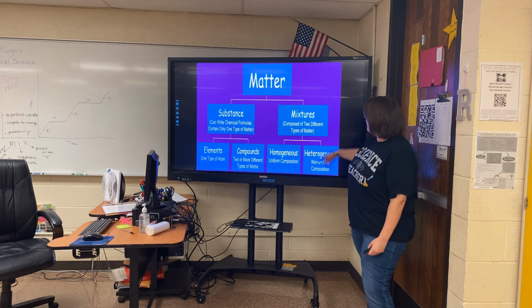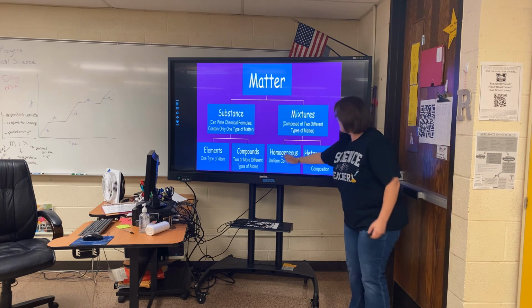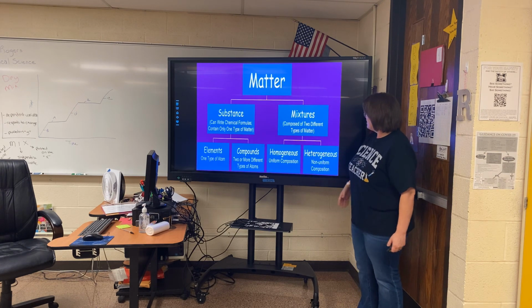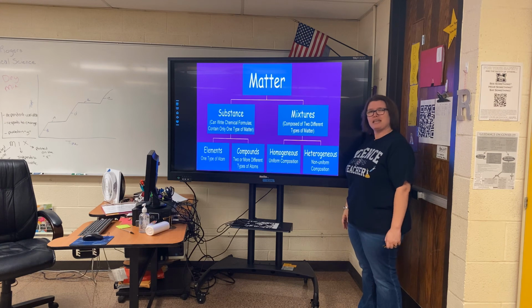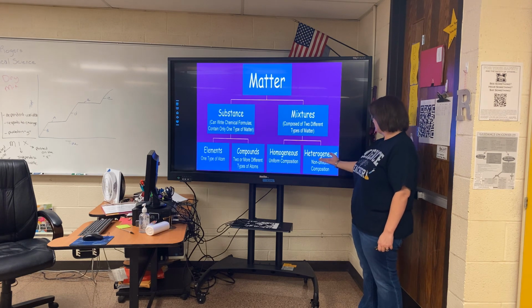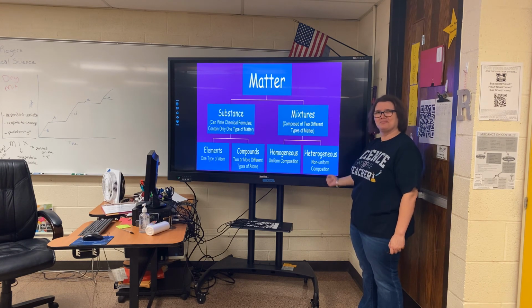Mixtures, there are 2 different types, homogeneous and heterogeneous. Prefix HOMO means same, prefix HETERO, different. That's all you need to know.